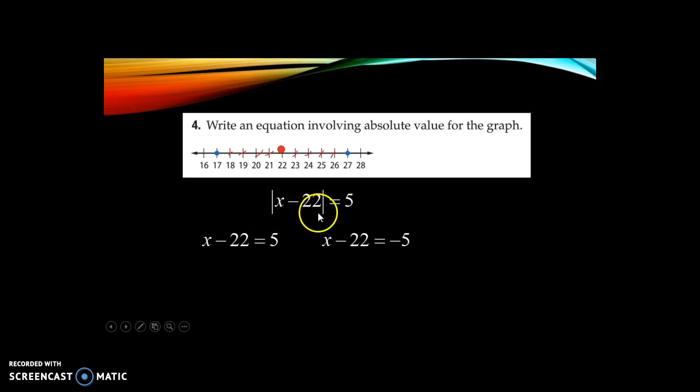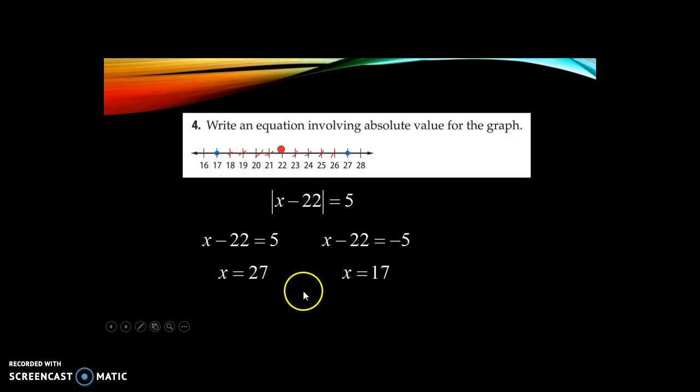Remember, it's this value could be 5. The absolute value of 5 is 5. This value, x minus 22, could be negative 5 because the absolute value of negative 5 is also 5. That's why there are two results to this equation. And then I'd add 22 to both sides and get 27. That's that guy right there. And I can add 22 to both sides and get 17, and that's that guy right there.